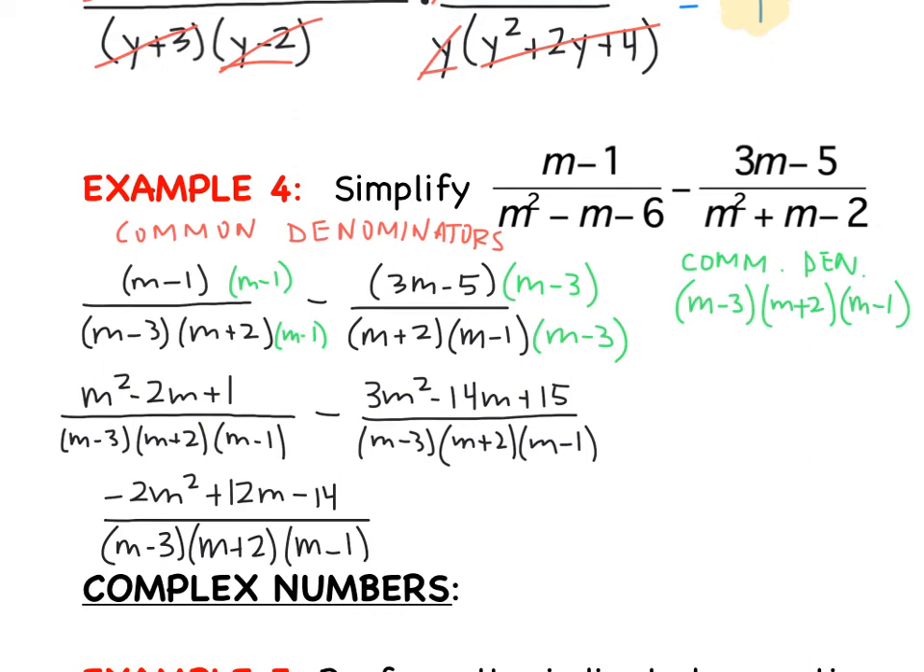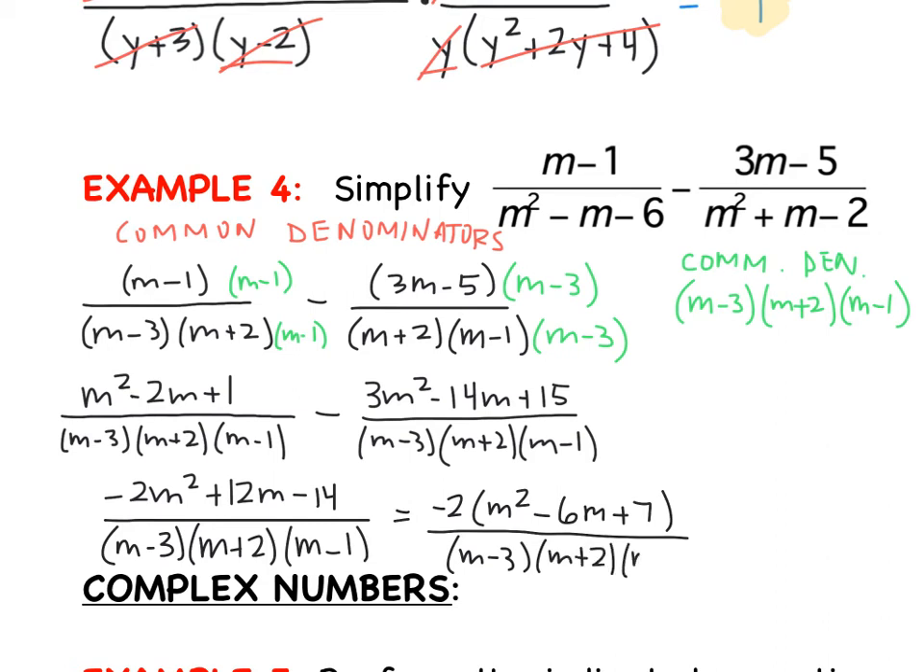What we could look at is we want to see if we can simplify this any further, and that would mean we would have to factor the numerator. If we do, we could take out that common factor of negative 2. So if I take out a negative 2, that leaves me with m squared minus 6m plus 7, all over that same denominator, m minus 3, m plus 2, m minus 1.